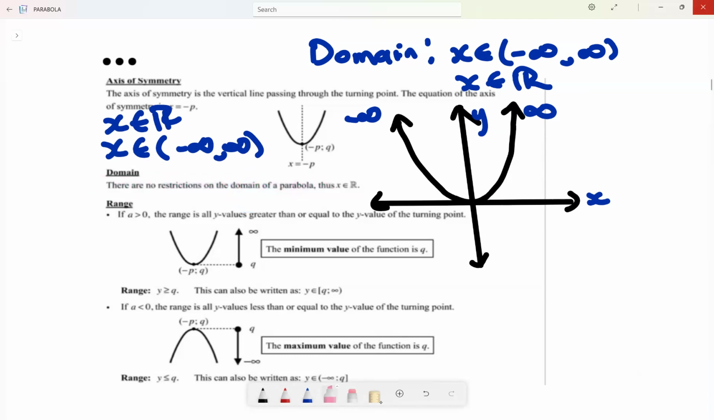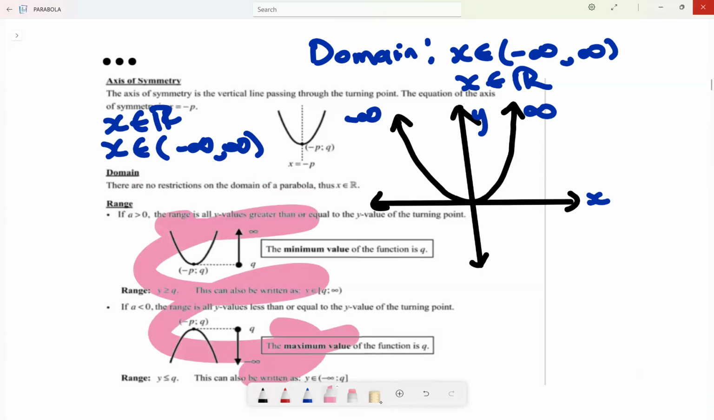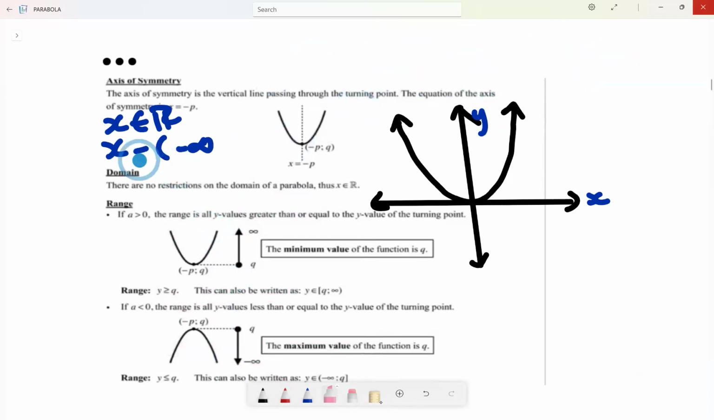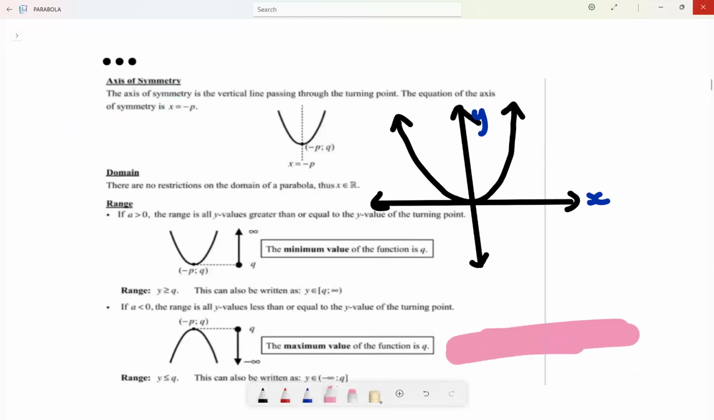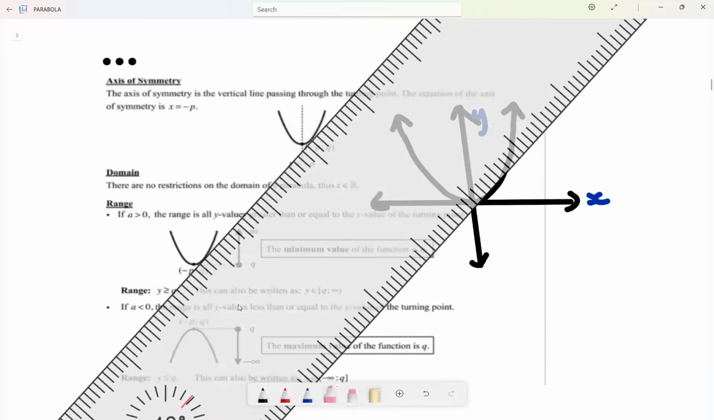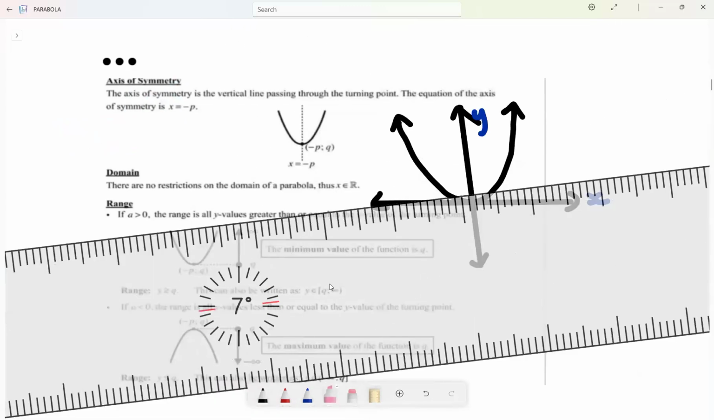Let's look at the range. The range is all values of y. I do not want you to cram this part. We will come to it, but I want you to understand it. The range is all values of y, starting from a negative y to positive y, or starting from bottom to top. When I take my ruler and start from bottom to top, let's see what I have.